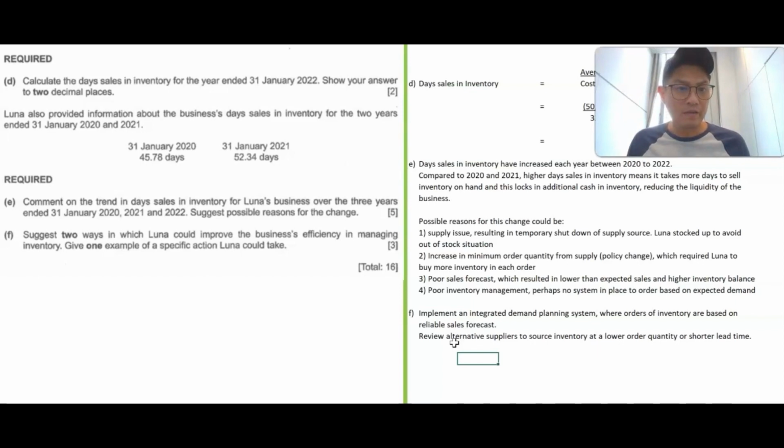Or if someone could deliver very quickly, like their shop is just beside yours versus their shop being based in Europe where the delivery is longer, you would therefore hold less inventory as well.